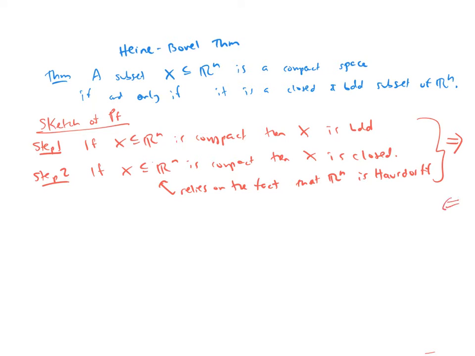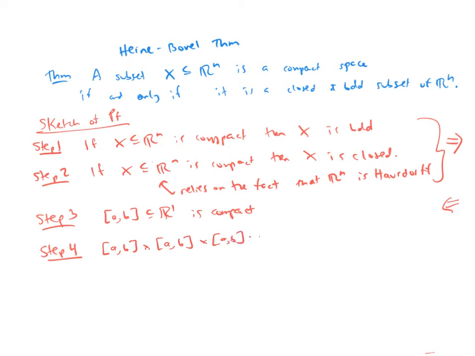Proving the other direction is a little more complicated. So for step three, we'll prove that a closed interval in R1 is compact, a fact we've been throwing around a lot but haven't proved yet. Step four is the step that we'll omit completely. And that's the step to show that the product [A,B] times [A,B] times [A,B] and so on n times is compact.